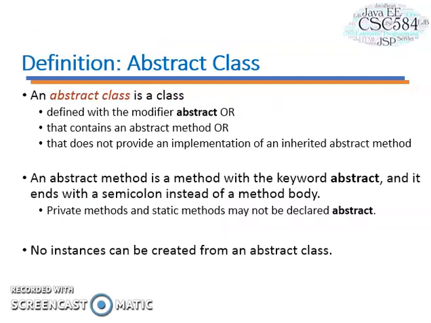Coming back to the definition of an abstract class, an abstract class is a class defined with the modifier abstract, or that contains an abstract method, or that does not provide an implementation of an inherited abstract method. An abstract method is a method with the keyword abstract and it ends with a semicolon instead of a method body, so it doesn't have any method body. Private methods and static methods may not be declared abstract, and no instances can be created from an abstract class. So that is the definition and also the rules of an abstract class.